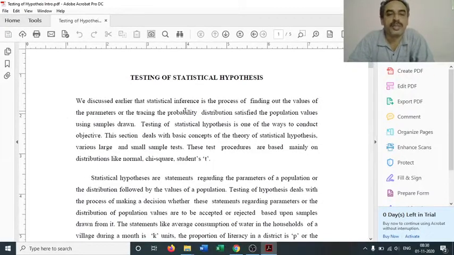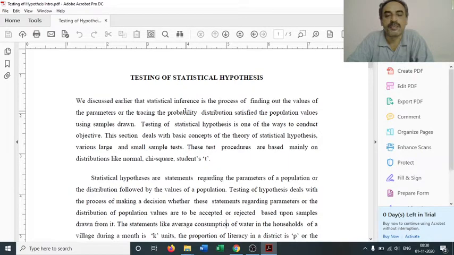Our next topic is testing of statistical hypothesis. We have found that statistical inference deals with the process of making inferences regarding the parameters of a population based upon samples taken from those and also using statistical techniques. Statistical inference has mainly two branches: estimation of parameters and also testing of statistical hypothesis.